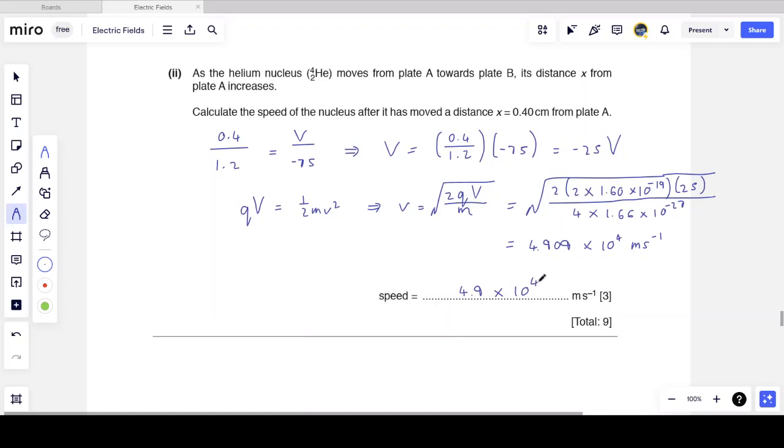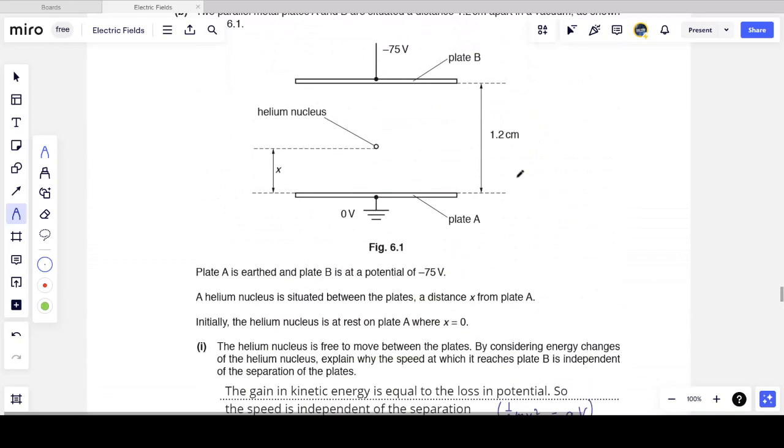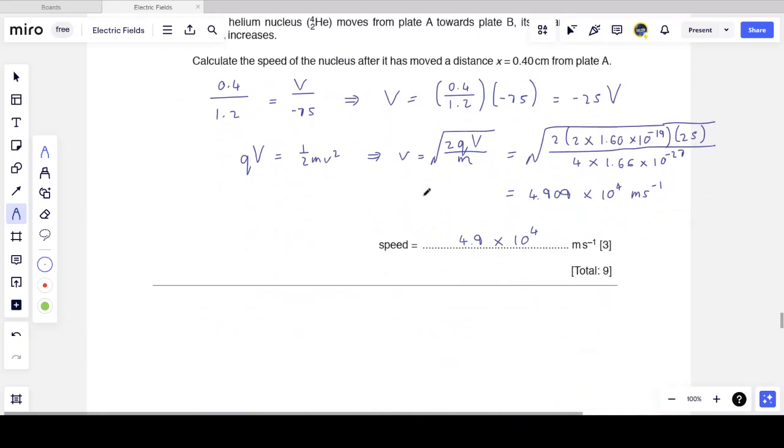Now again, just be very wary that the potential difference between the plates may be 75 volts, but that's only where the separation is 1.2 centimeters. So even though the electric field strength is constant everywhere in between the plates, if I move away from one of the plates and closer to the other, the potential difference is going to drop. The magnitude of the potential difference will get smaller until it reaches the second plate, and in that case, the potential difference will be 0.